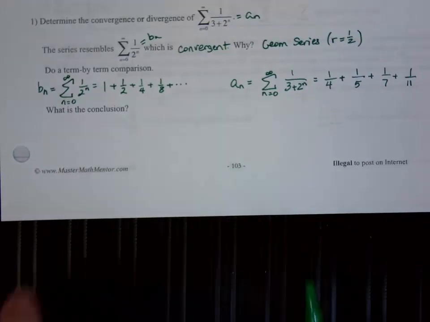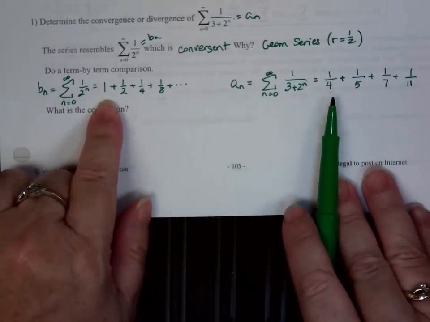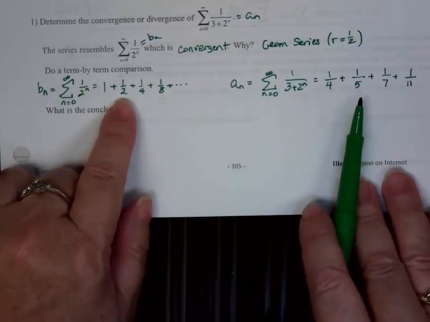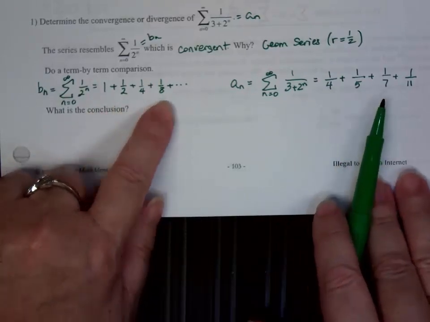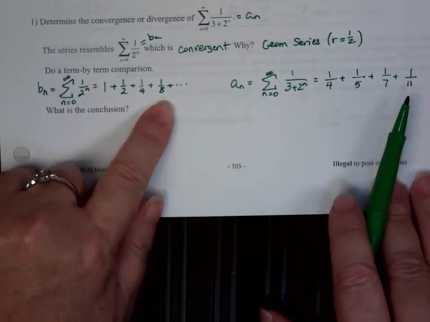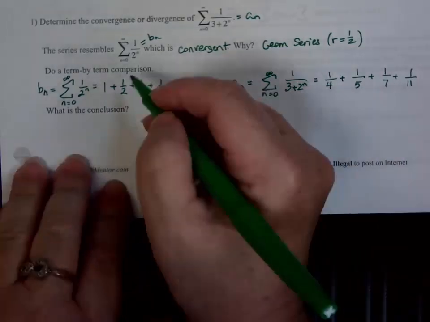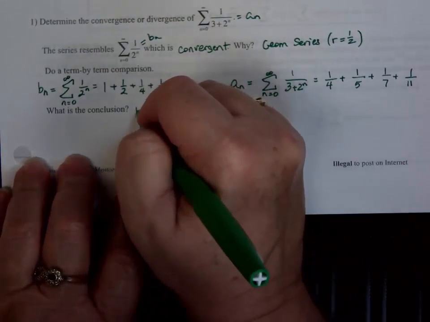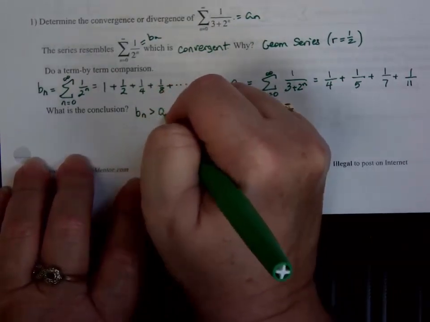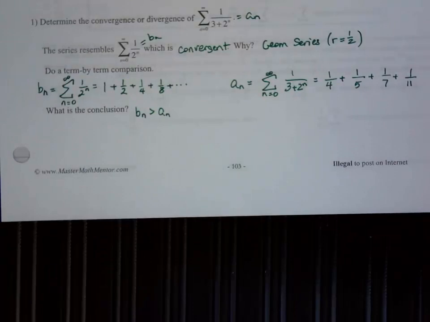So look at it term by term. Is 1 always bigger than 1/4? 1/2? 1/5? Yes. Is this one bigger than this one? This one bigger than this one? Is it going to continue to be that way? Yes. So the conclusion is that B sub n is greater than A sub n for all the n's.